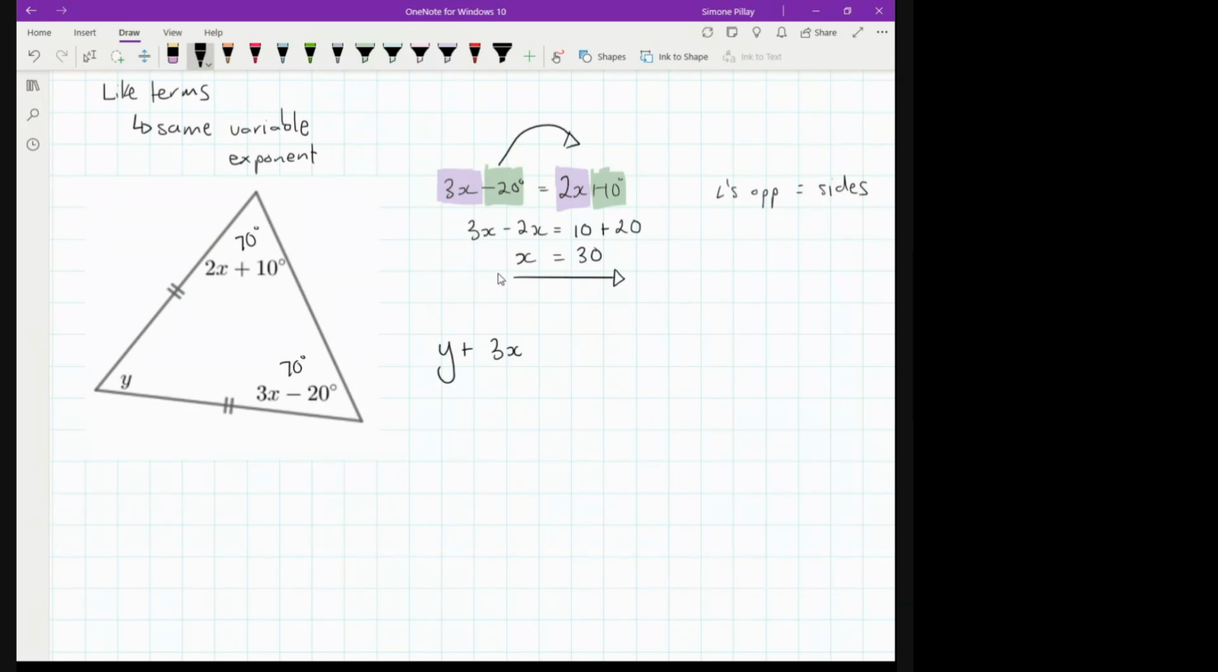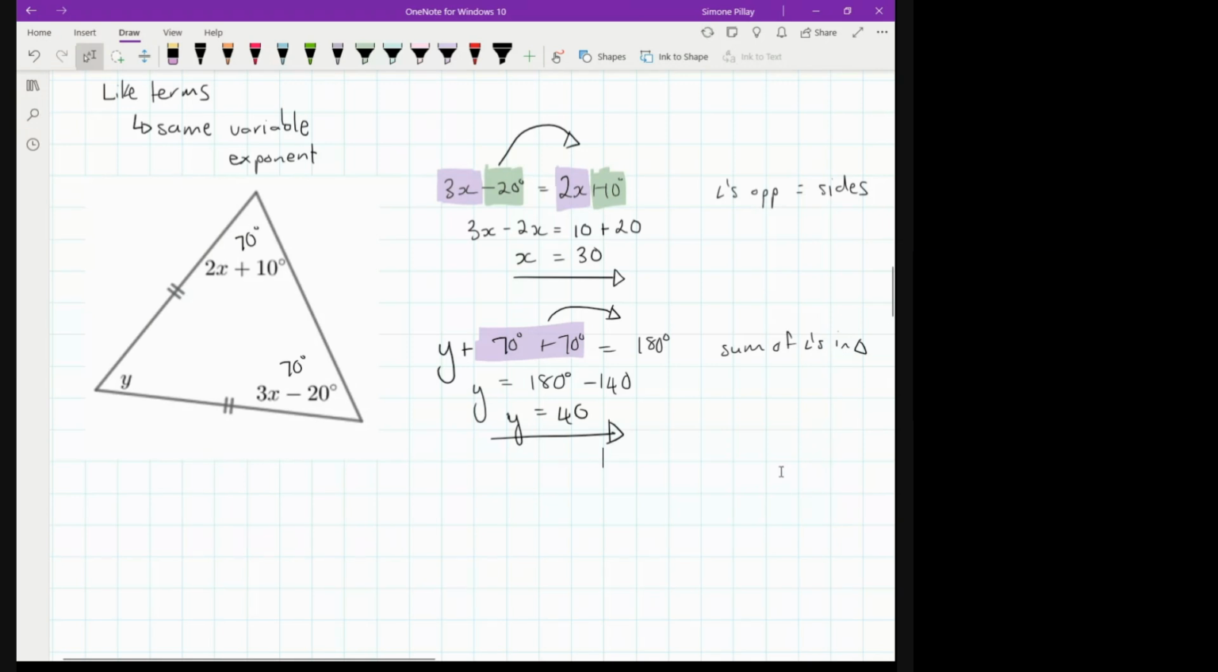So I'm going to say 70 plus 70 plus y is equal to 180. My reason is sum of angles in a triangle. y is equal to 180 minus 140. y is equal to 40. Yeah, that sounds about right. Thank you very much, Uma. Sorry, I'm catching up. Correct. Thank you very much. Okay, so that was that.